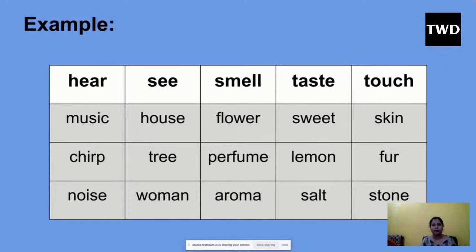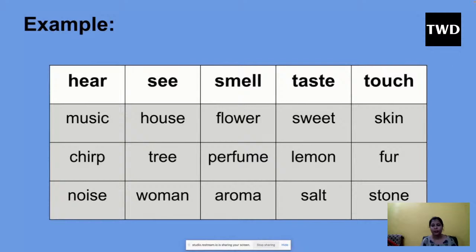Then smell. Can we smell a flower? Can we smell a perfume? Can we smell an aroma? Yes, all these can be smelled, and that's why these are concrete nouns. On the other hand, taste. Whether something is sweet, sour, or salty, that also we can taste.